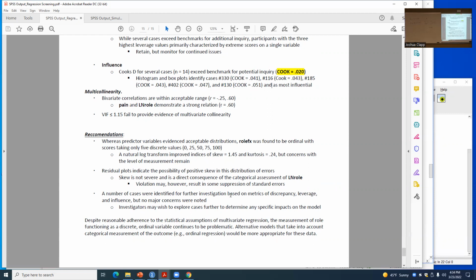Which can be nice for finding small p-values, but bad for generalizability and so confidence in our interpretations. Number of cases identified for further investigation based on discrepancy, leverage, and influence. No major concerns were noted. Might wish to explore cases further to determine specific impacts on the model. Again, a lot of this is just what you're willing to tolerate. There's certainly things out there, but there's always going to be things out there.